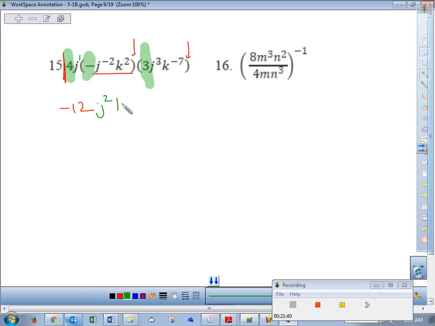K's, k to the negative fifth. Right? Now cleanup time. Negative 12 stay or move? It stays, because it's just a negative coefficient. The only thing that moves are those k's.